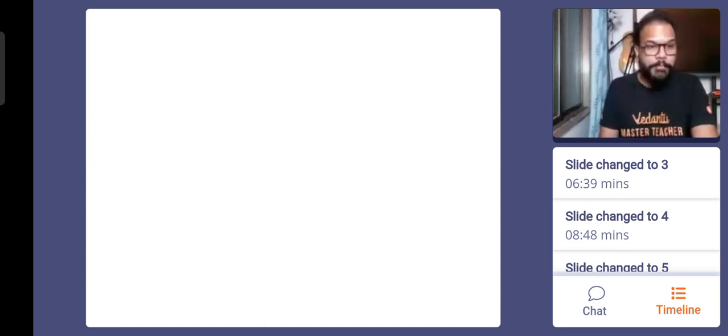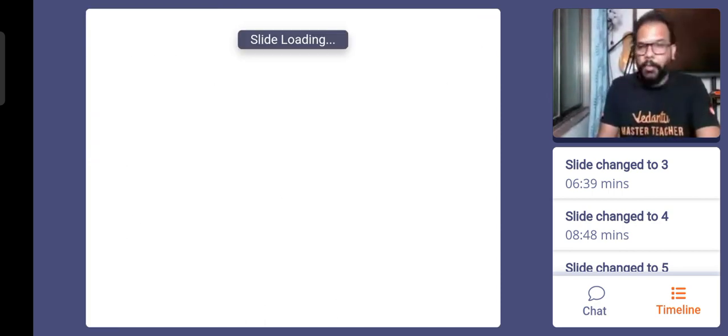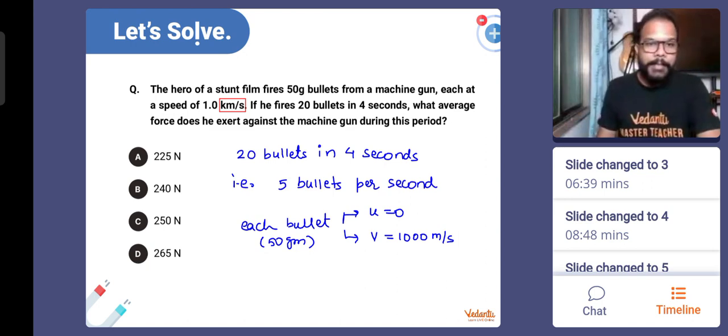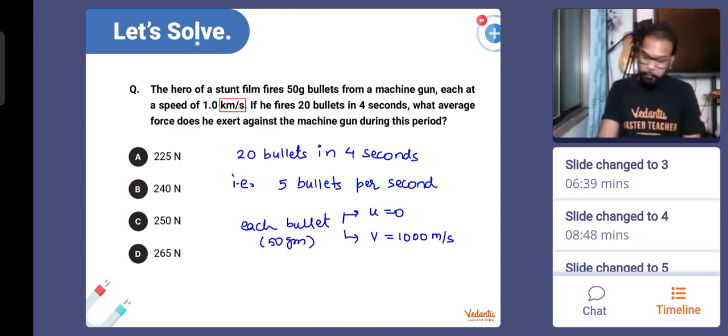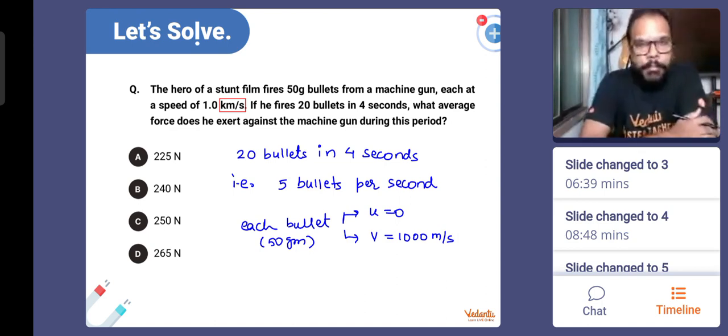Good, more questions. So we did this, switching off the chart. Let's go to the next question. This is an example. We have been given a situation where a hero of a stunt movie fires 50-gram bullets from a machine gun. Each bullet comes out at a speed of 1 kilometer per second. Very, very high velocity. Usually bullets come out with a very high velocity. So 1 kilometer per second is the speed with which the bullet comes out.